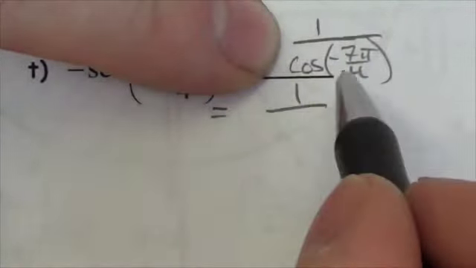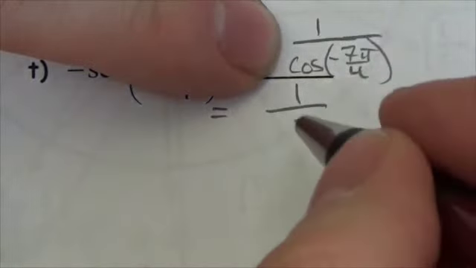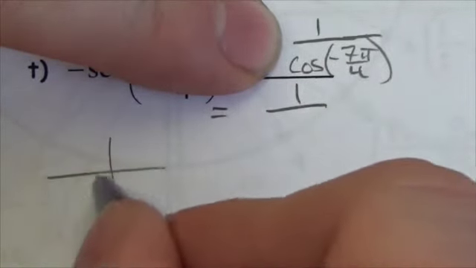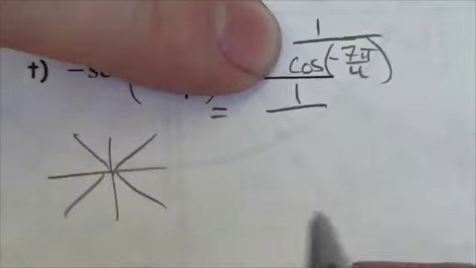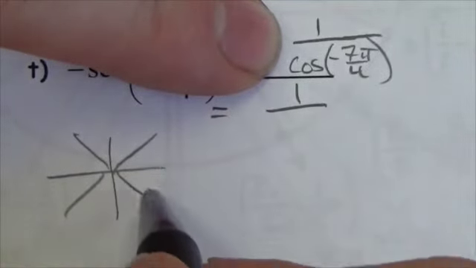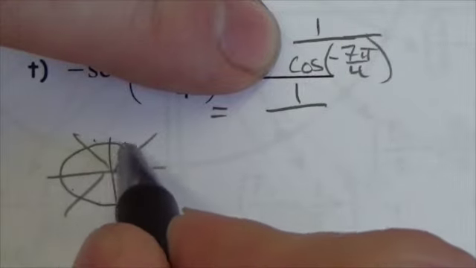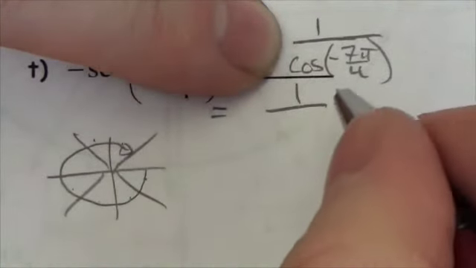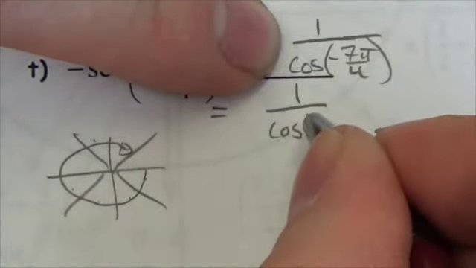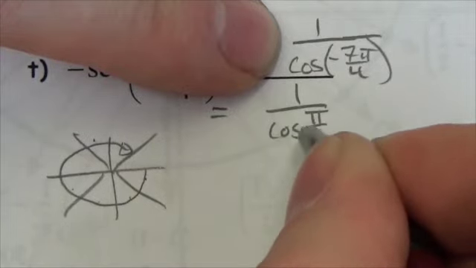This is 1 over, okay, negative 7 pi over 4. So I'm rotating in the negative direction, and I'm dividing pi into quarters. So that's 1, 2, 3, 4, 5, 6, 7. Okay, that puts us in quadrant 1. Well, cosine is positive in quadrant 1. And the reference angle here is easy to see. That's pi over 4.